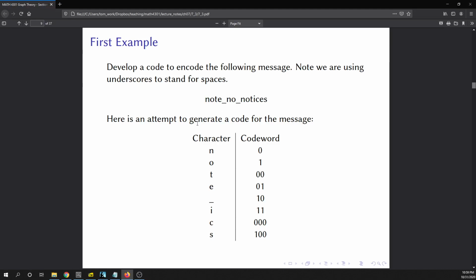All right, so I'm going to try to generate a code for this message. I'm going to represent the character N by the code word 0, the letter O by the code word 1, right? The letter T by the code word 00, and so on and so forth, as indicated in this table. Okay, so here I really didn't put a whole lot of thought into picking these things out, and we're going to see that that's not a good way to go. We're going to wind up with an encoding that's ambiguous.